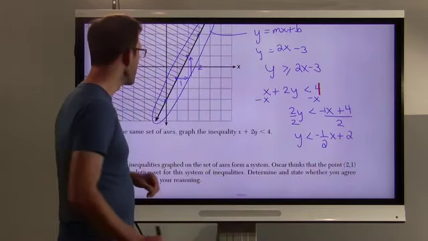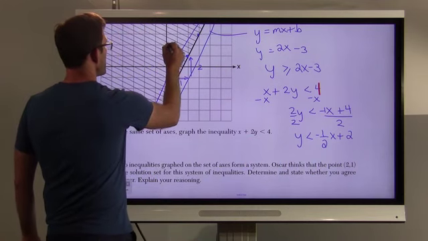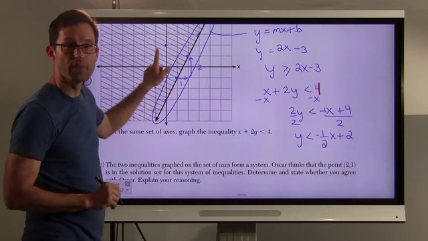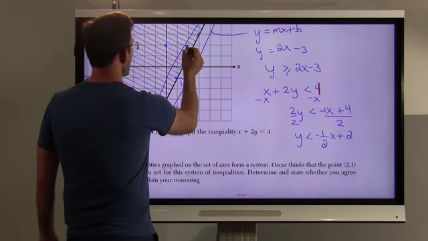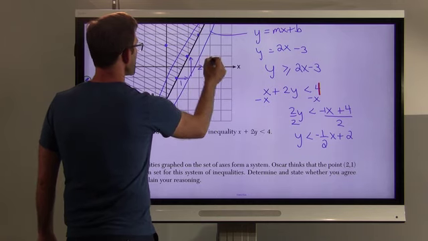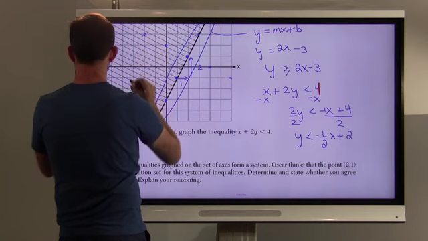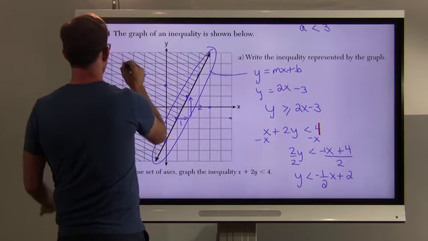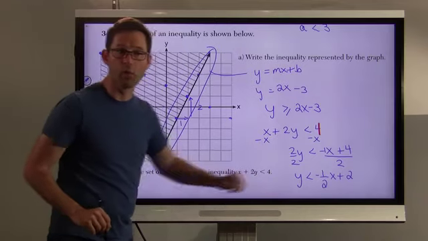So how do we graph that? Well, pretend that you're just graphing the line. So here we are with our y-intercept of 2. Now we have to have a slope of negative 1 half, meaning that we're going to go to the right 2 and down 1, to the right 2, down 1, etc. Right? So this is how I would be graphing this line anyway.